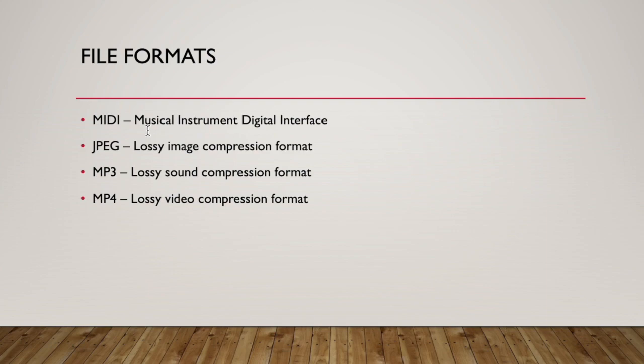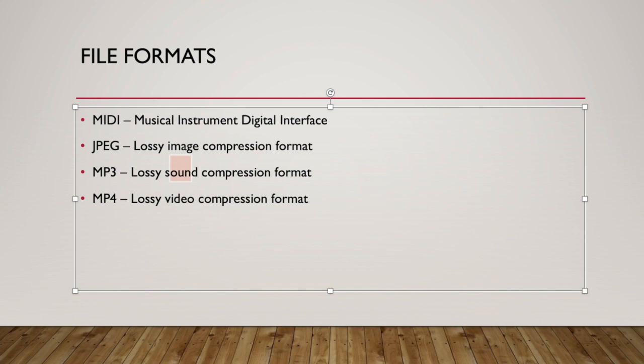JPEG, which is a lossy image compression format. MP3 is a lossy sound compression format, and MP4 is a lossy video compression format. Okay? So it's a video format. I mean, it's not specifically a compression format, it's compressed. Maybe I should have said a compressed video format there, okay? So if they were to give you 2 marks and say, what is MP3? You could say it uses lossy compression, and it's a sound file, okay? 2 marks. Same for MP4, but with video.